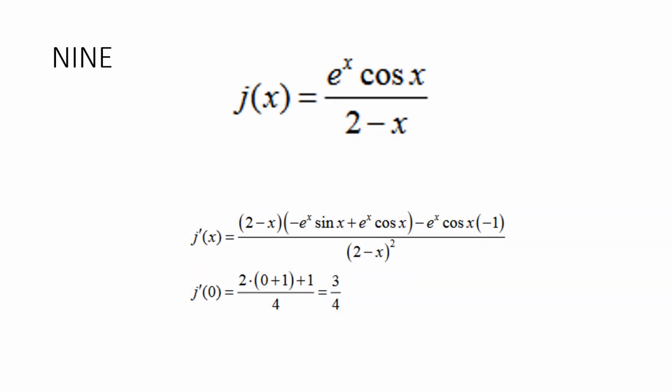Number 9, you use the quotient rule. So this is the denominator times the derivative of the numerator minus numerator times the derivative of the denominator, all over the denominator squared. And you substitute 0, and you get 3 over 4.